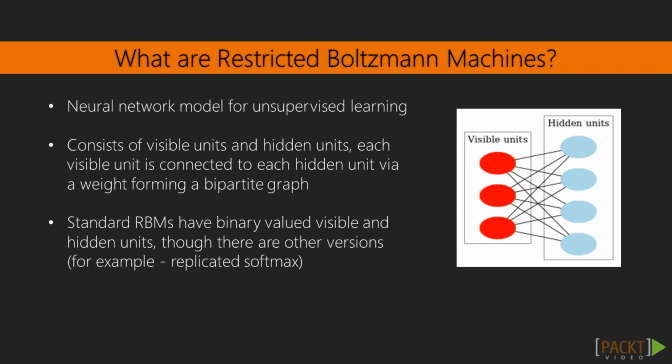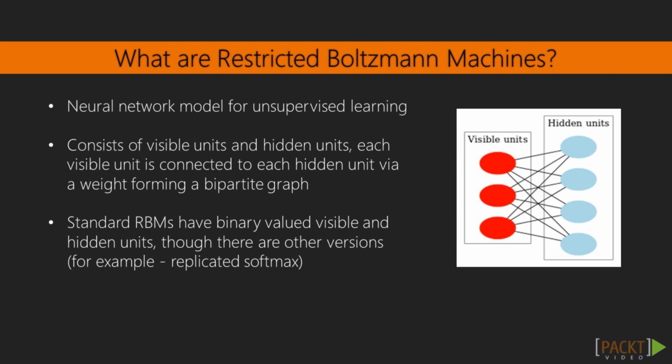As we learned earlier, a restricted Boltzmann machine is a neural network model that is typically used for unsupervised learning tasks like clustering and dimensionality reduction. In terms of network structure, an RBM is actually quite simple. There are only two layers, the visible layer and the hidden layer. Each visible neural unit is connected to every hidden neural unit via a weight, creating a bipartite graph. So given a vector of visible units, the RBM generates a vector of hidden units.